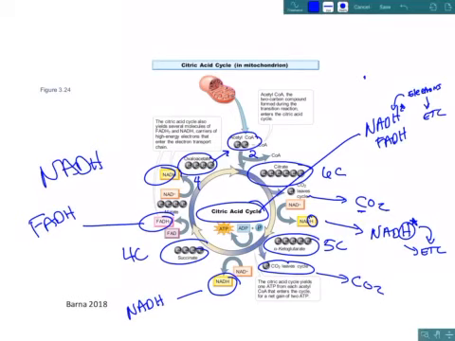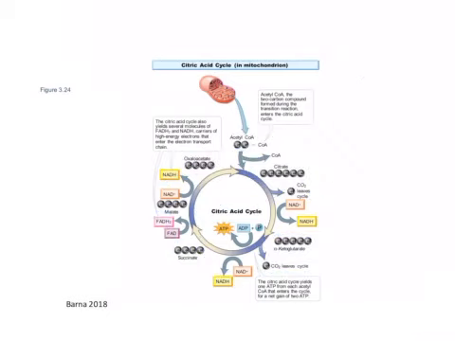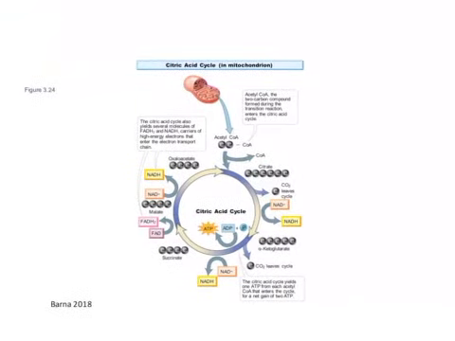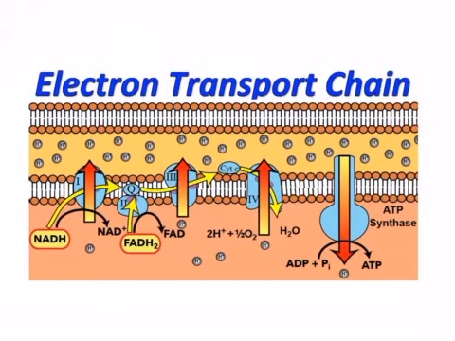Now, you go through the citric acid cycle 2 times. Remember, you have 2 molecules of acetyl-CoA, so you're going to go through this twice here. All right, let's go ahead and take a look at this electron transport chain. And I've used a different image because I wasn't really crazy about the one that they have in the textbook.